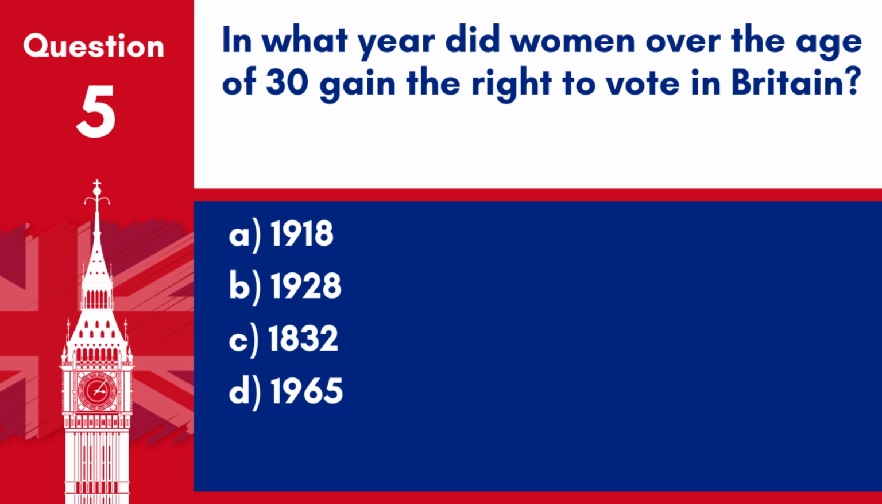Question 5. In what year did women over the age of 30 gain the right to vote in Britain? A. 1918, B. 1928, C. 1832, D. 1965. Answer: A. 1918. Women over the age of 30 gained the right to vote in Britain in 1918.